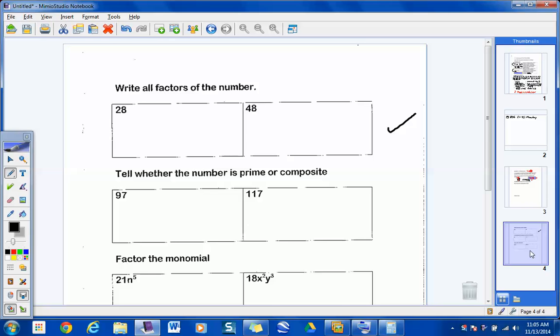Does 4 go into 28? How many times? How many times does 4 go into 28? 4 times what makes 28? No, because Jack goes 2 times 4 is 8.